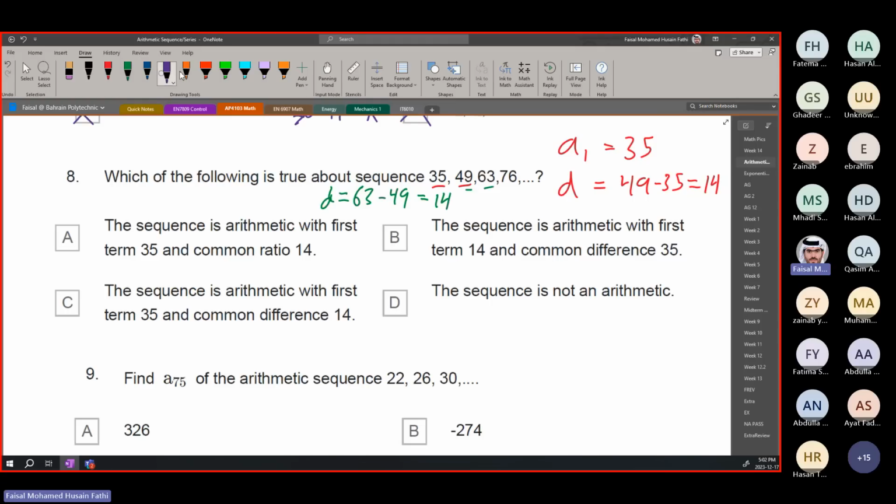Check again with the last value. So D is equal to 76 minus 63. 76 minus 63 is equal to 13.